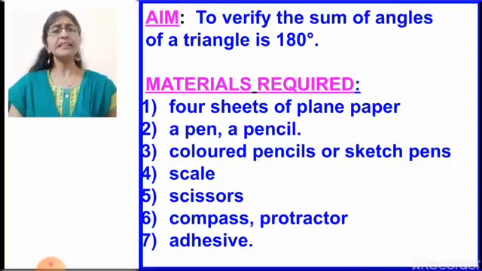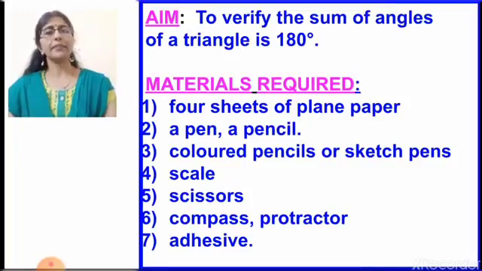Then you will write materials required. So materials required, what are the things you have used, that you have to write. If you have used 4 sheets of plain paper, you will write 4 sheets of plain paper. If you have used colored paper, you can write colored paper there. Then second, a pen, a pencil. Then third, colored pencil or sketch pens, scale, scissors, compass, protractor, adhesive. So these all are the things which you have used. That all you will write down in materials required.